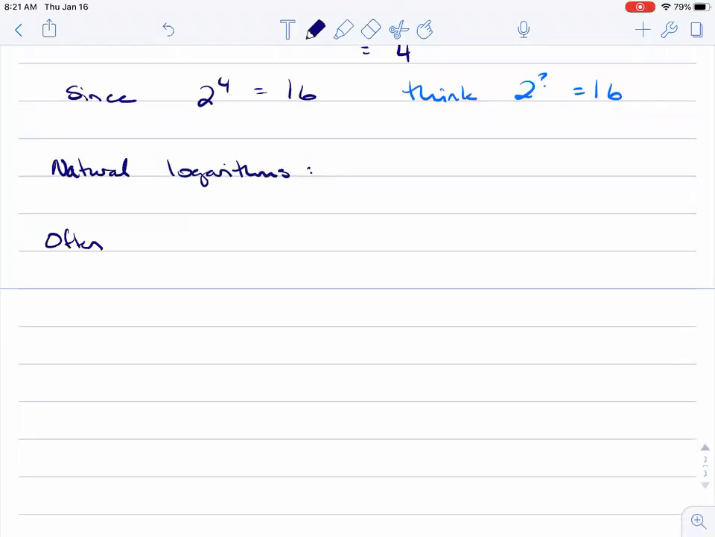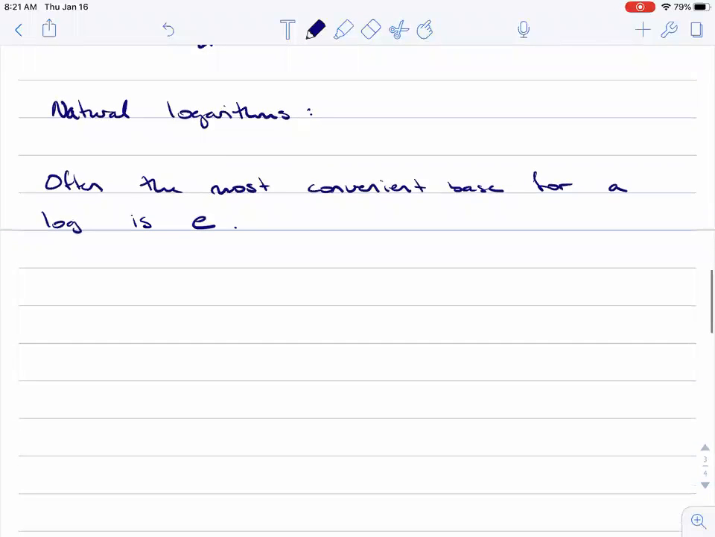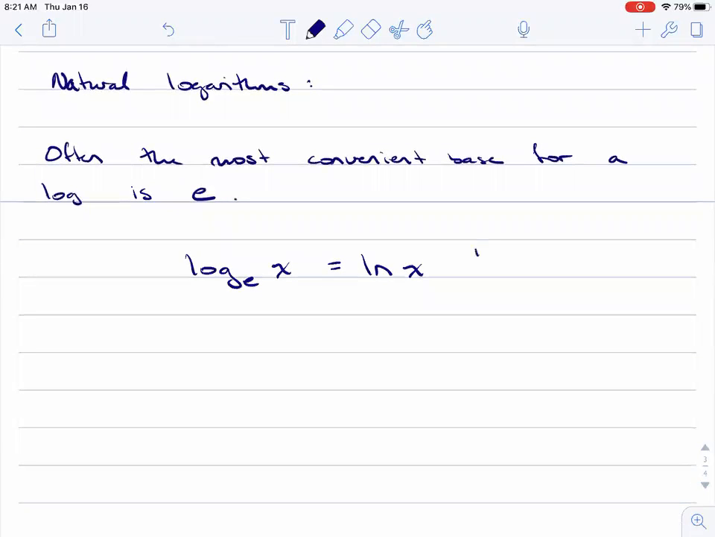So often the most convenient base for a log is e. Log base e of x, we just write as ln x. And this is called the natural logarithm.